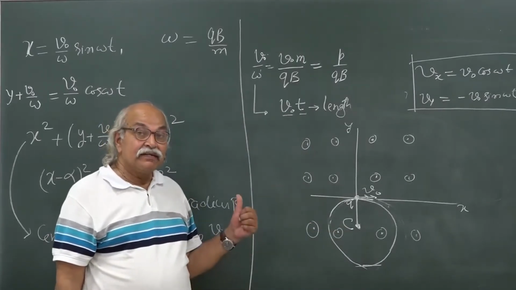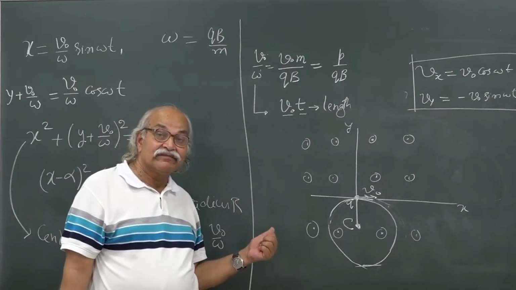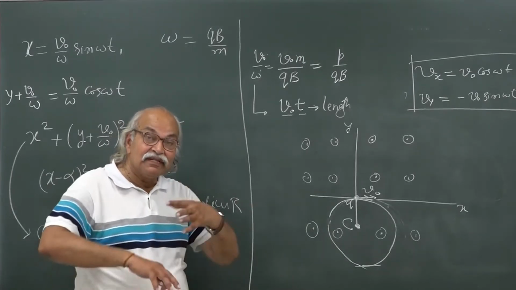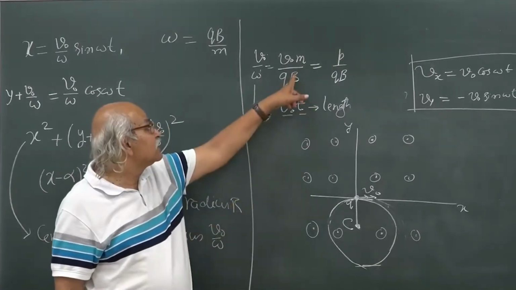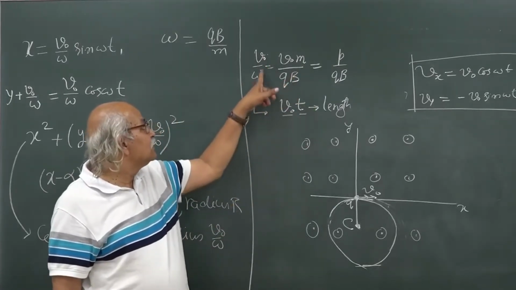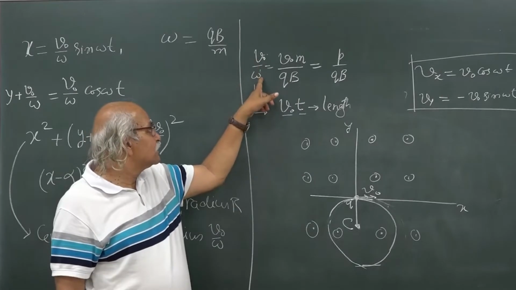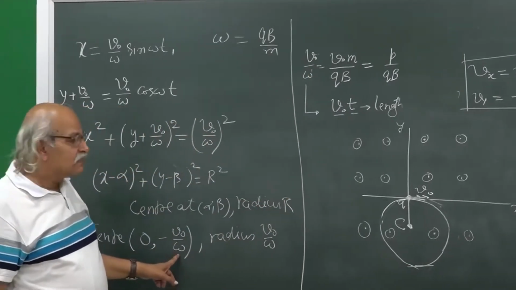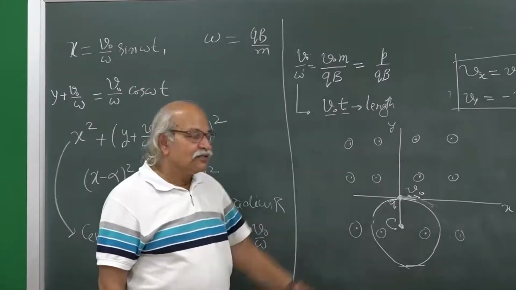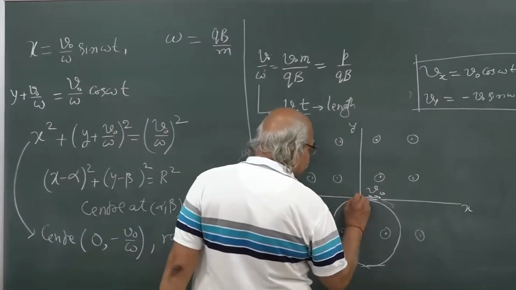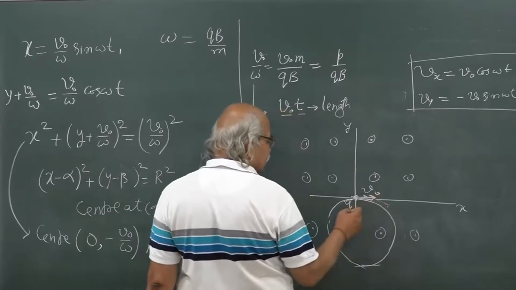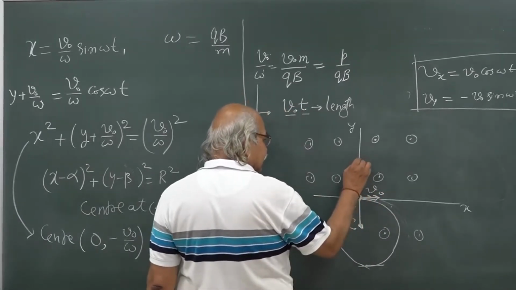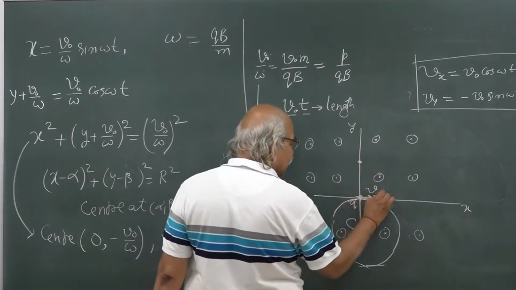If the particle has a negative charge, if this q is negative, then everything will be reversed. Then this v naught by omega will be negative and minus v naught by omega will be positive, so the center will be here. So if you have projected the particle in this direction and you have a negative charge, then the center will be here and you will have a circle of this kind.